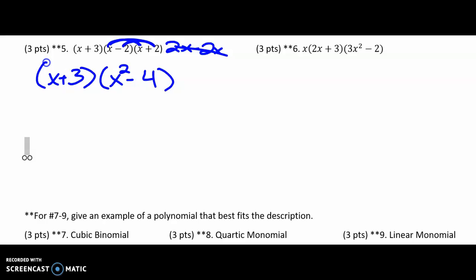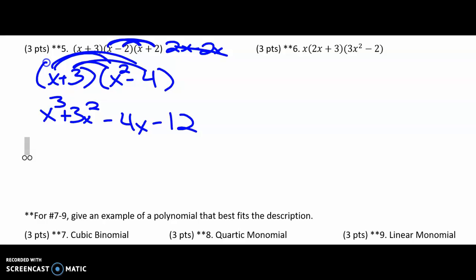Now you go ahead and FOIL again. So x times x squared is x cubed. X times negative 4 is negative 4x. 3 times x squared is 3x squared. And then 3 times negative 4 is negative 12. Classify. It's to the 3rd power, so it's cubic. And we have 4 terms, so that would be a polynomial.